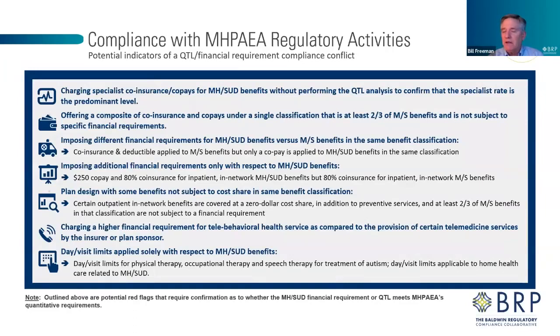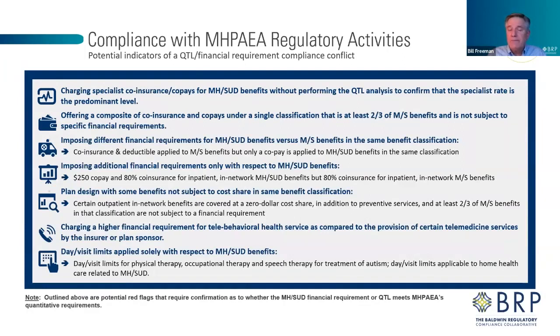If mental health substance use disorder is only available through specialist copays, and there are no primary care copays, that could be a real problem when you do the math. You'll find out that plan members are paying a lot more for mental health substance use disorder benefits than they are for medical surgical. That could cause a failure.